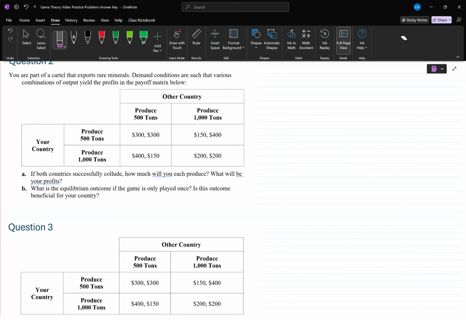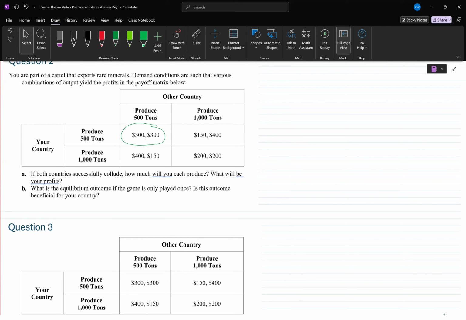All right, so part A of question two. If both of us countries successfully collude, how much will we each produce? And then what will our profits be? So successfully colluding means each of us are sticking to our agreement to restrict output. So that means that we're going to be operating in this produce 500 tons cell. And so our equilibrium outcome is going to be produce 500 tons, produce 500 tons. And we each earn a profit of $300.